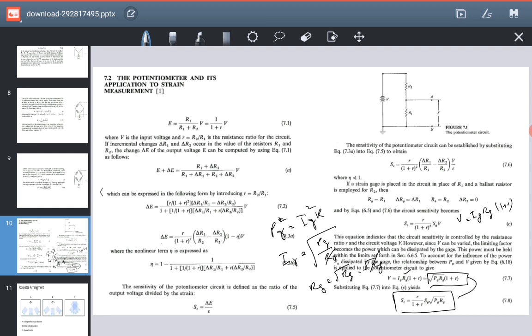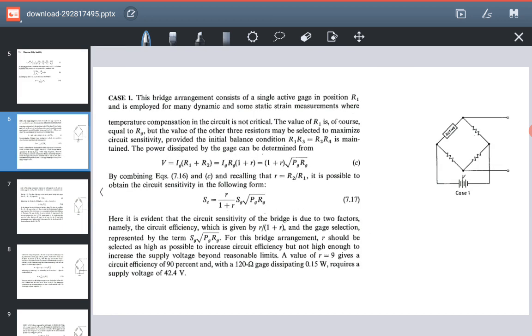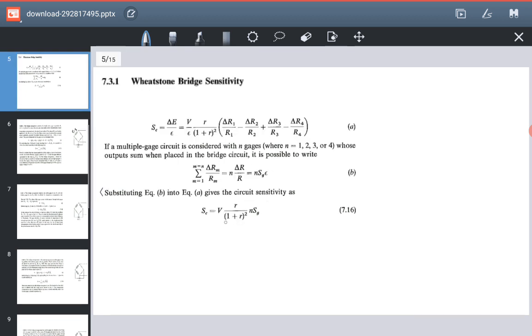Okay, now let's move towards the 4 cases of the Wheatstone bridge. In this first case, what we have done is that in place of R1, we have replaced it with the gauge resistance. Now we are going to find out what will happen to the sensitivity. So we know the sensitivity equation is this.